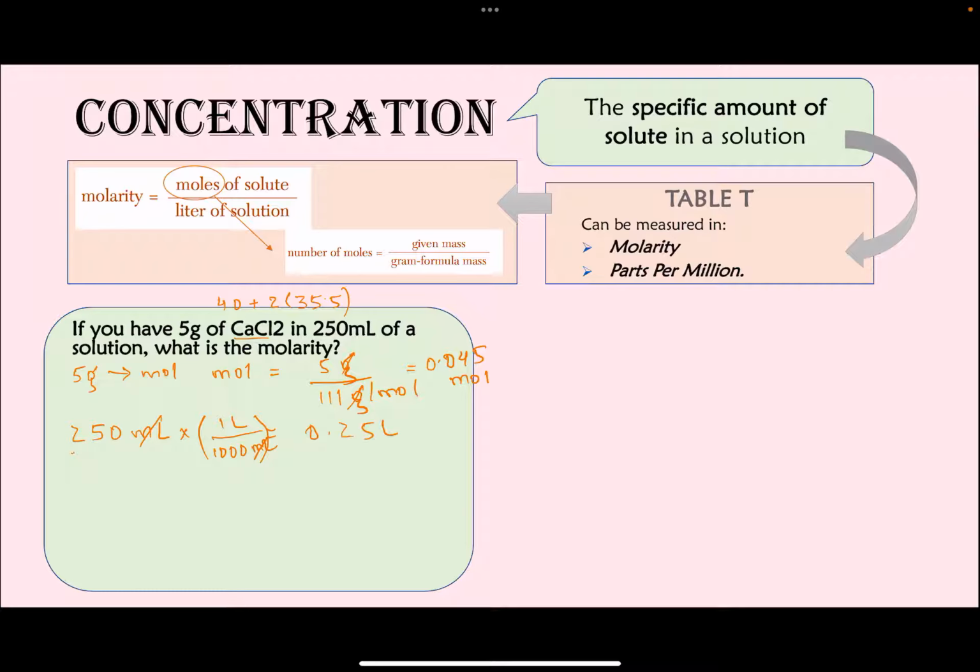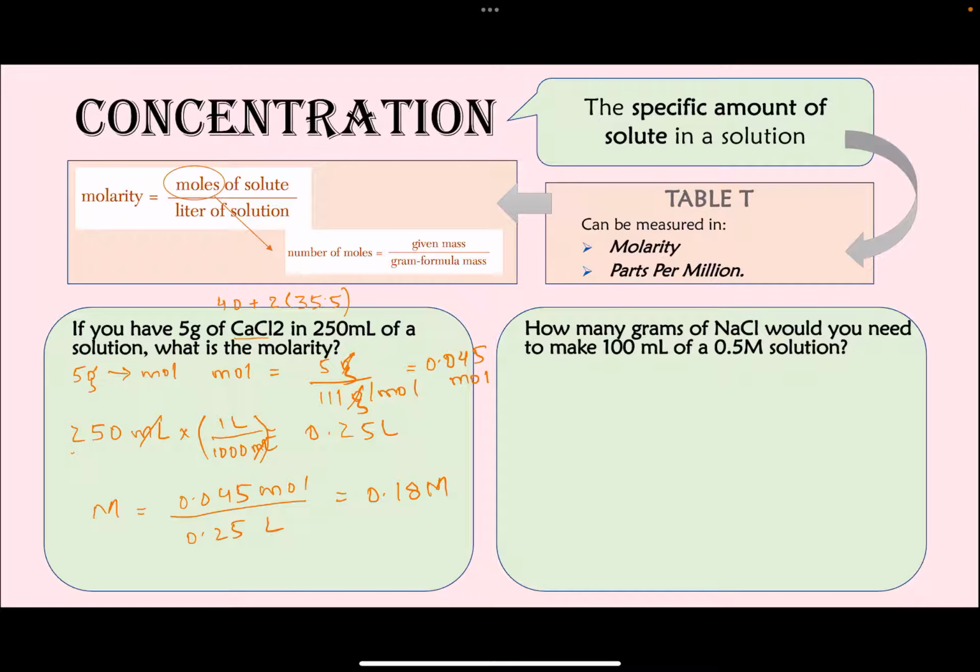Okay, so now that we have both of the numbers that we want to plug into the equation, let's go ahead and plug them in. So 0.045 moles of the solute over 0.25 liters of the solution. And that is going to give us the molarity, which is 0.18 molar. Right, let's look at a different example.